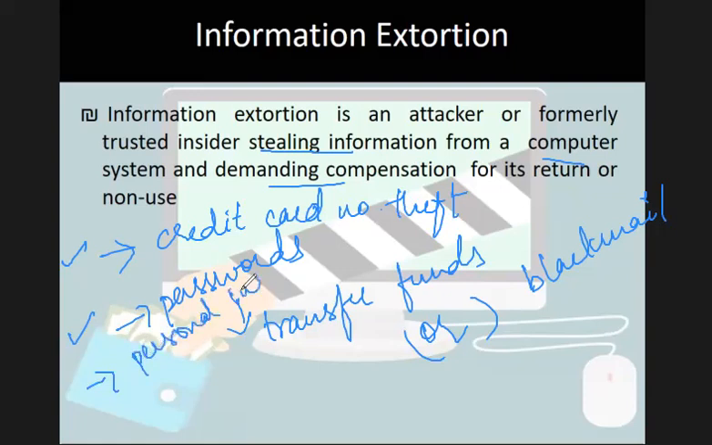The name itself speaks for information extortion. That is, illegally they are accessing your information, and that is used either for transferring the funds, that is using it for themselves, or for blackmail. In this blackmail, they can ask for money or any other thing. The most common in this is credit card number fraud.